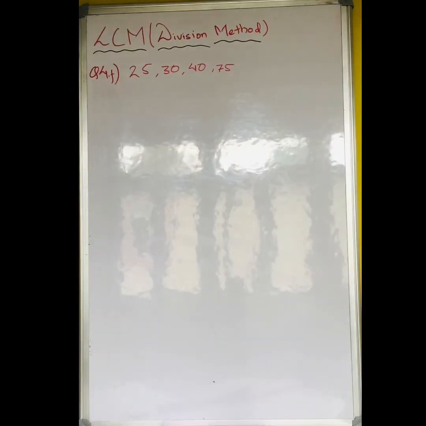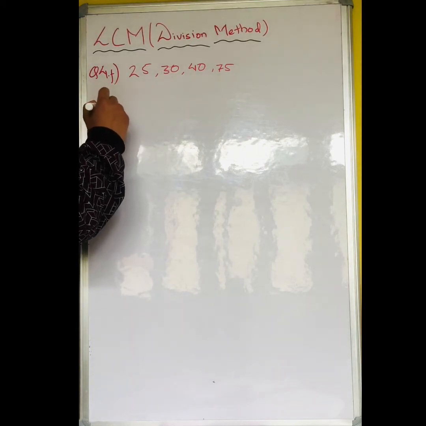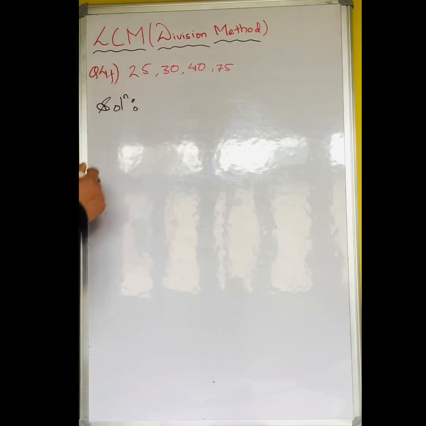Now we will move on to finding the LCM using the division method. This is also a very simple method. I will do question number 4, question F. In question F, you have to find the LCM of 25, 30, 40 and 75. Which is very easy, so let's start the solution.